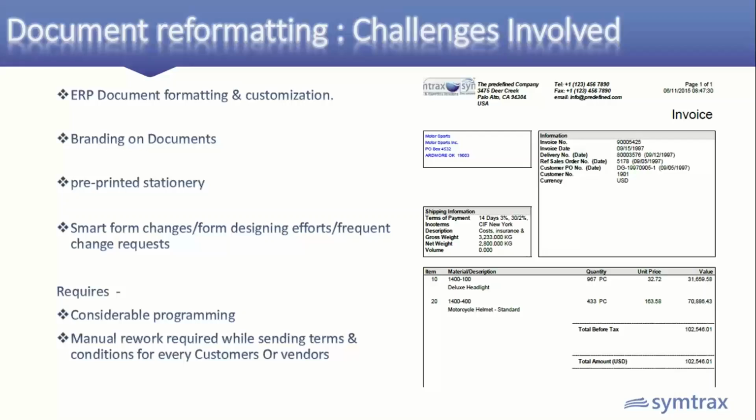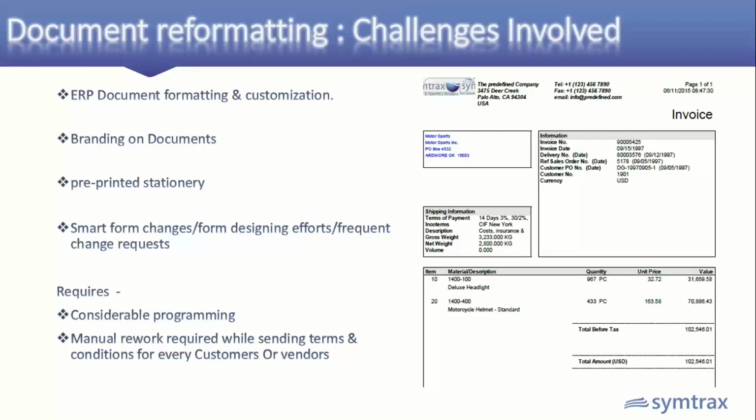You have to raise the change request, and it goes for approval to the functional team, then the technical team, and then to the programming team for making the respective changes. Another challenge could be if you want to send documents apart from the invoice, you have to do manual rework while sending the terms and conditions for every customer or other relevant documents. So considering these challenges in reformatting, you have to do manual efforts, or cost is associated with programming efforts.